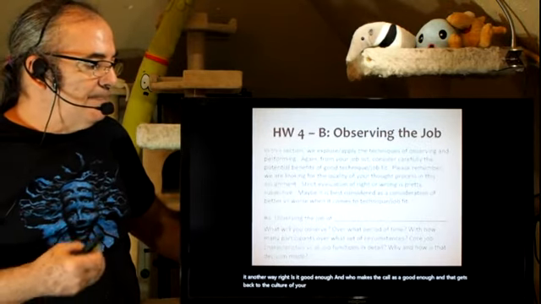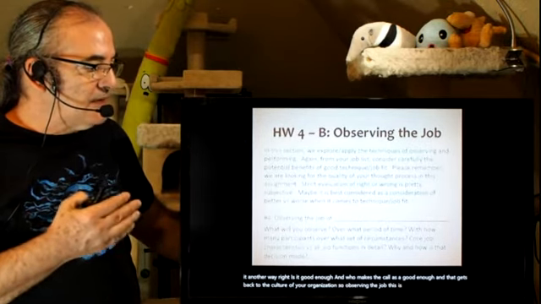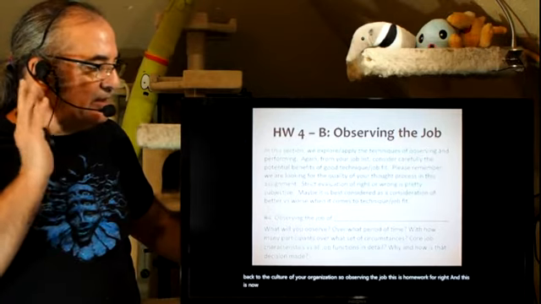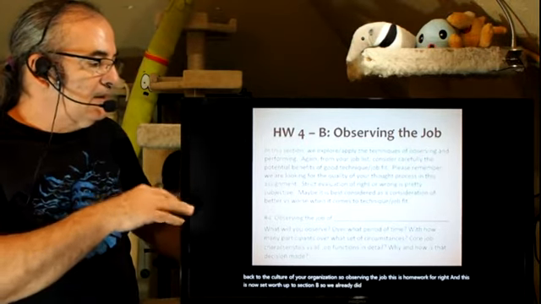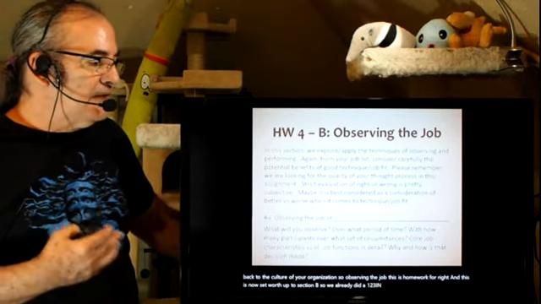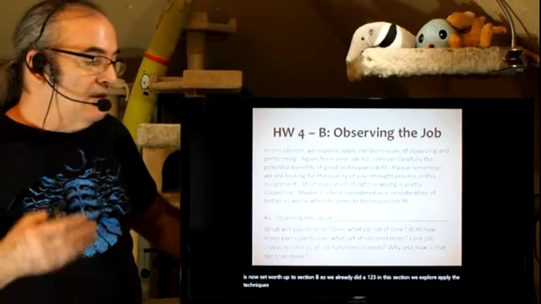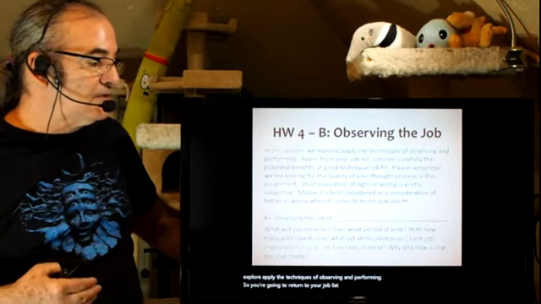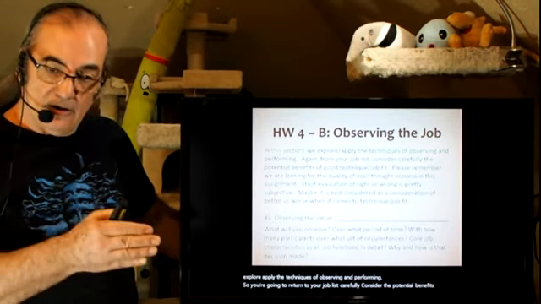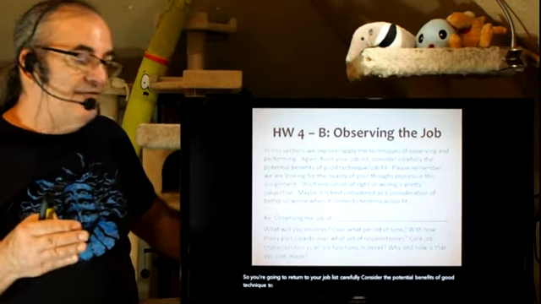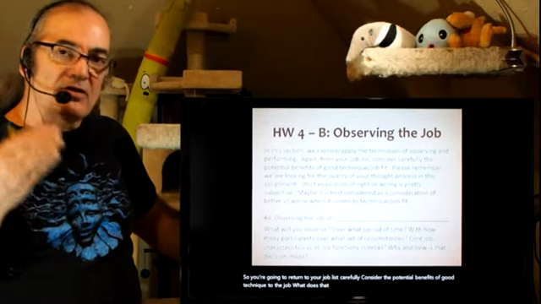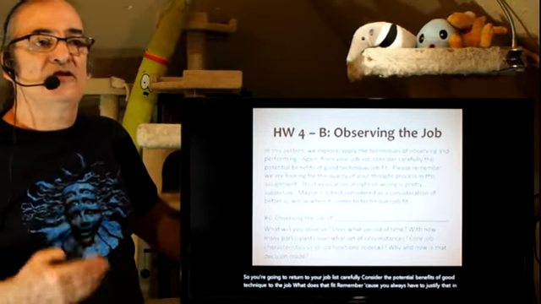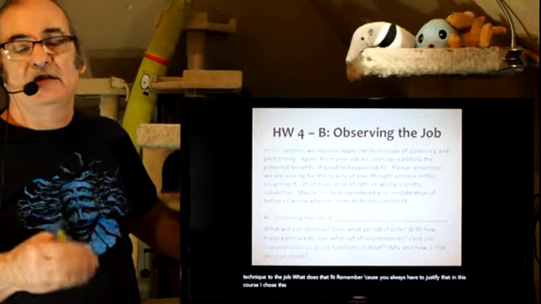So observing the job, this is homework 4, and we're up to section B. We already did A, 1, 2, 3. In this section, we explore and apply the techniques of observing and performing. So you're going to return to your job list and carefully consider the potential benefits of good technique to the job. Remember, you always have to justify that in this course: I chose this technique because I believe, boom.